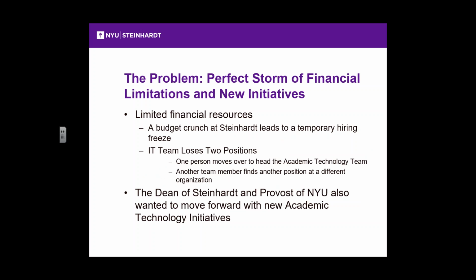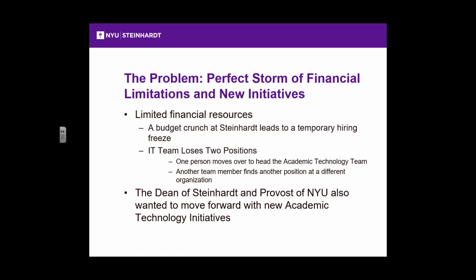We kind of hit a little bit of a bump in the road at Steinhardt Technology Services. First, we had limited financial resources. There's a budget crunch at Steinhardt that led to a temporary hiring freeze. So, in turn, we also happened to lose 2 positions. The first position is one of our team members. Out of the 4 people that we had on staff, 1 person moved over to head the academic technology team.